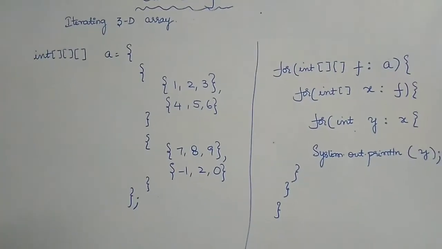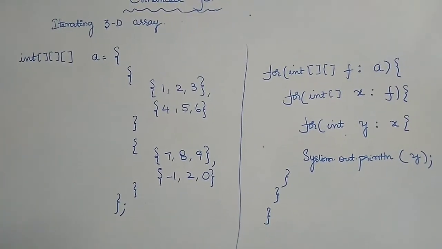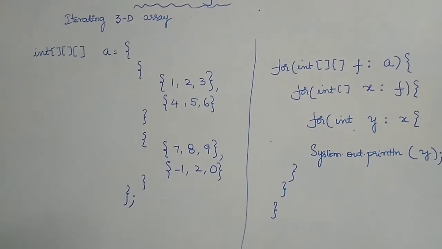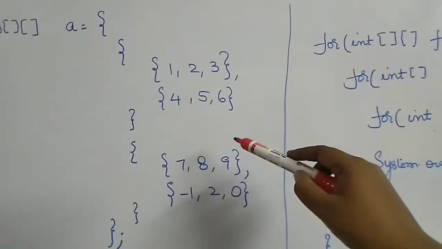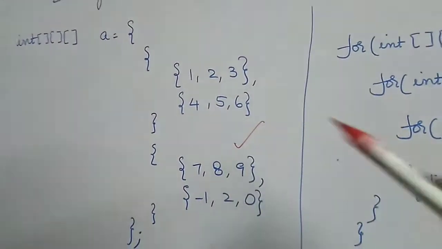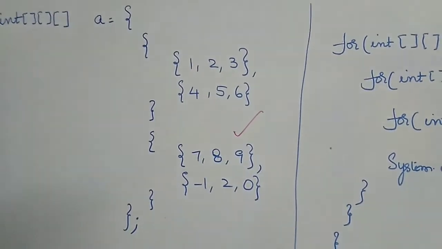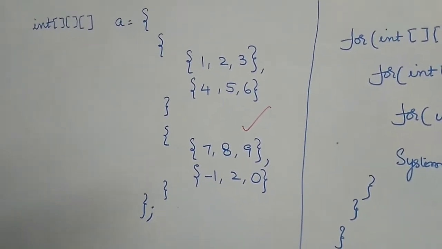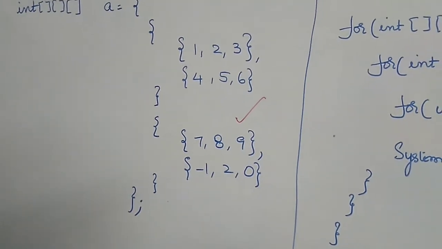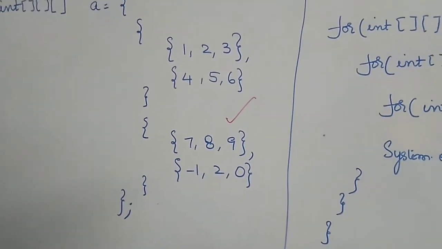Just take a look at this particular program wherein I tried to iterate through a 3-dimensional array. Here I have initialized a 3-dimensional array, and the dimension is 2, 2 and 3. I'll show you how to iterate this 3-dimensional array using for each.